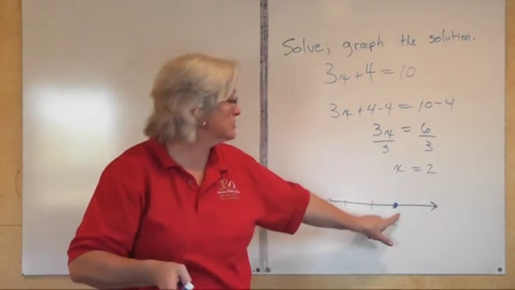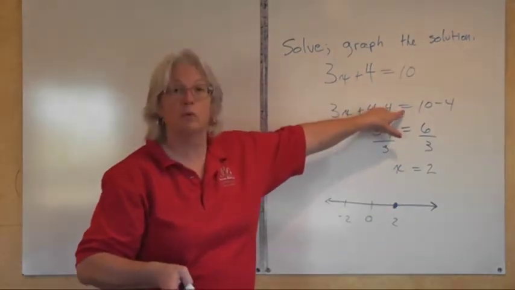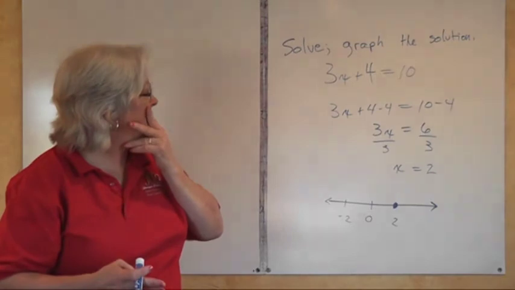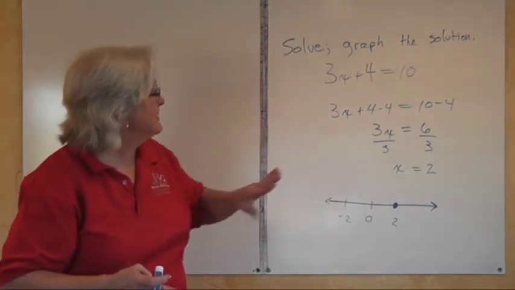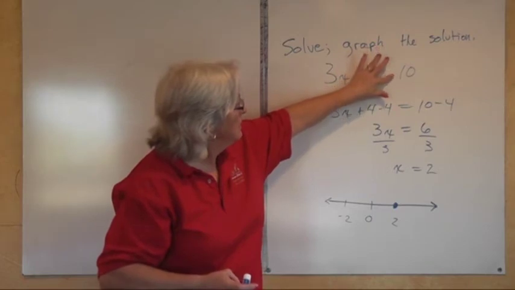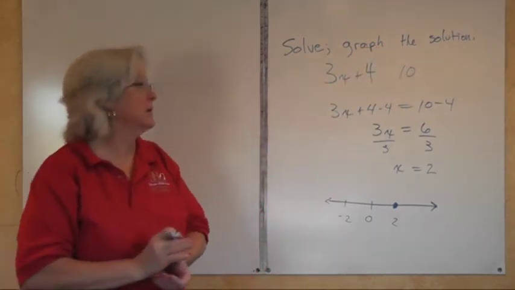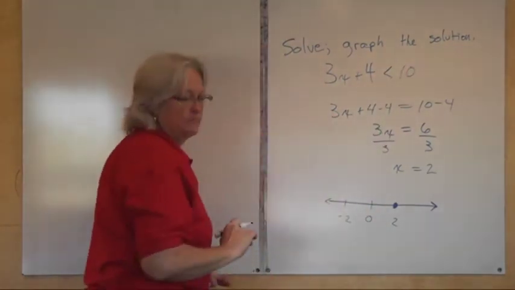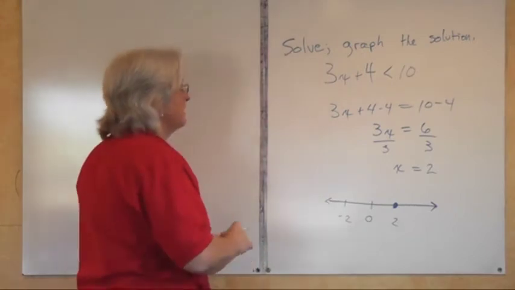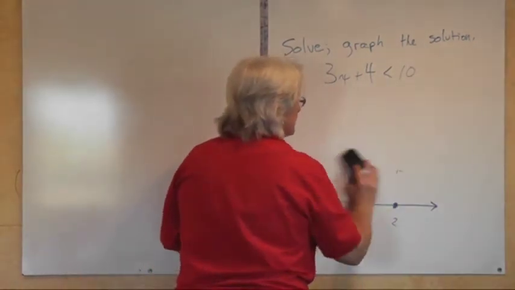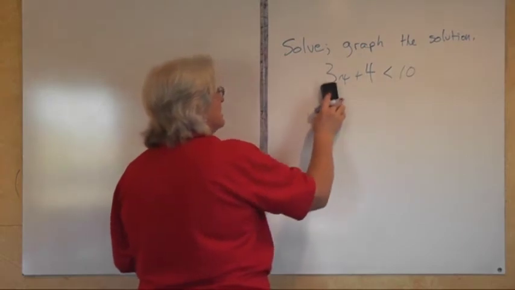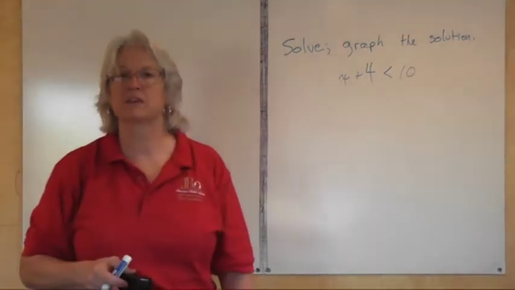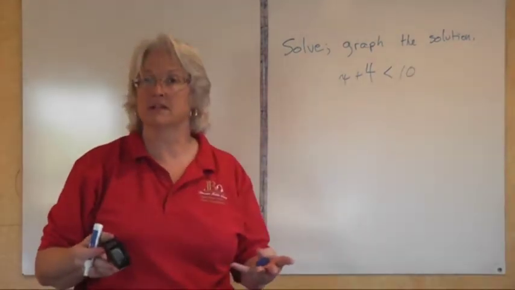One and only one solution. So that's what we have when we have an equal sign. Let's change this, though, and say, what if instead of saying equal to 10, we said less than 10? And so we don't have to go ahead and solve this inequality just yet. Let me make this very easy. x plus 4 is less than 10.